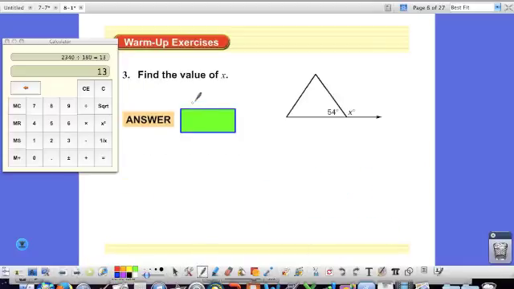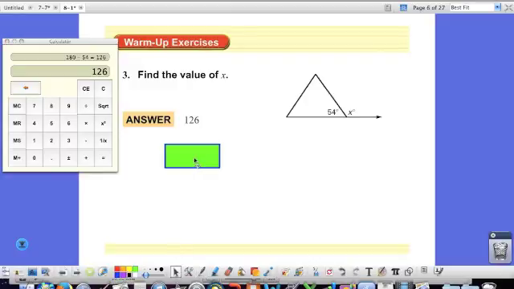And the last one, find the value of x. These are two opposite rays and another line. These make a linear pair. They add up to 180. So 180 minus 54 is 126.